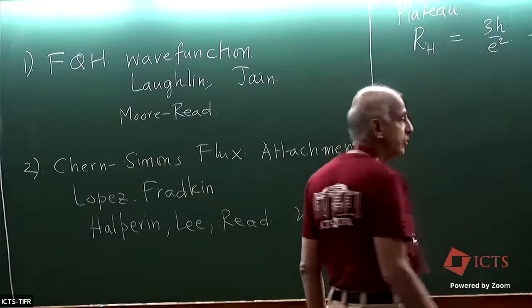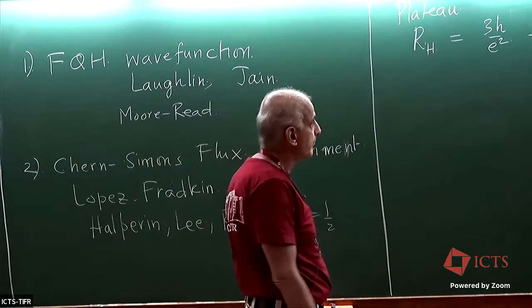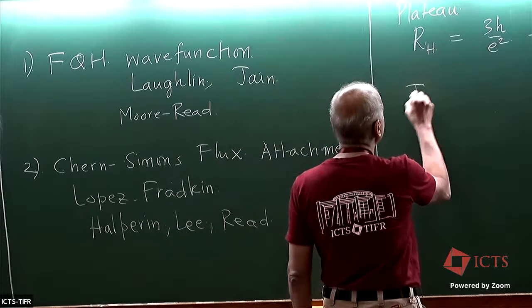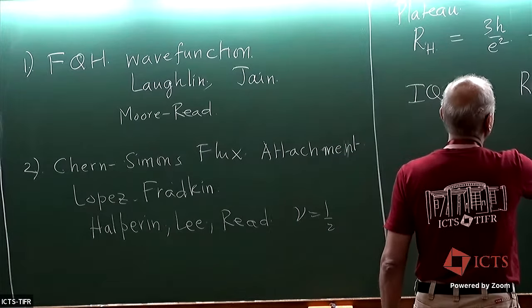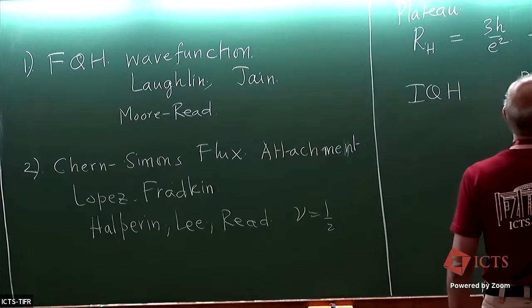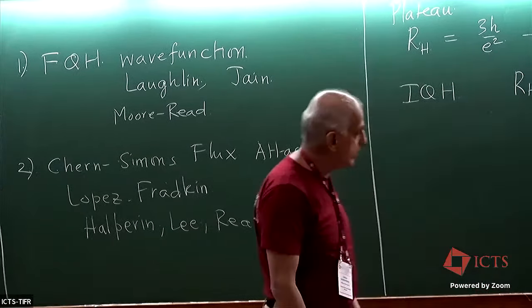In fact, it's a very robust plateau, and it appears to be as strong as any of the integer plateaus. Remember, the integer quantum Hall idea was basically R_H = h/(n e²), where n is an integer. How do you understand this?